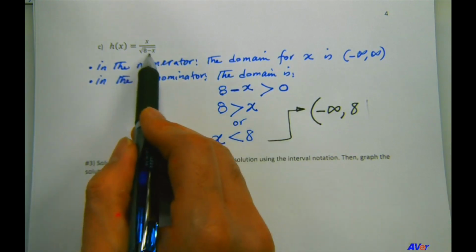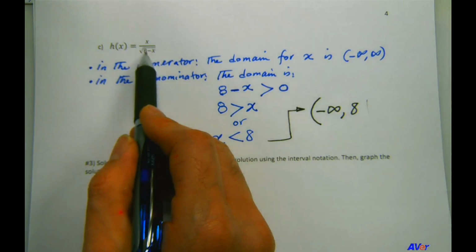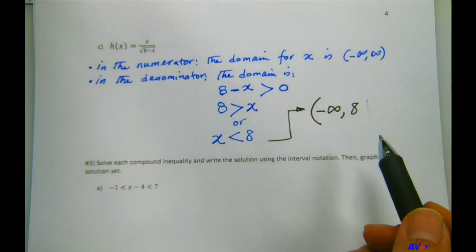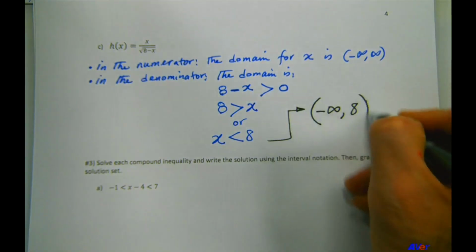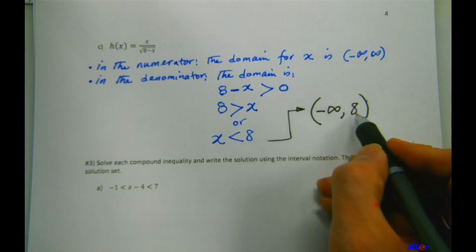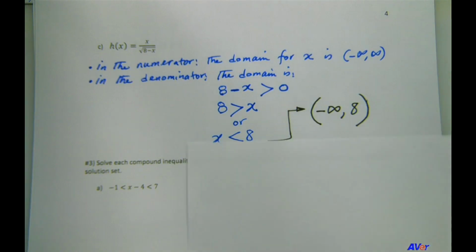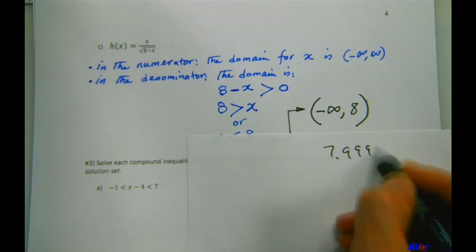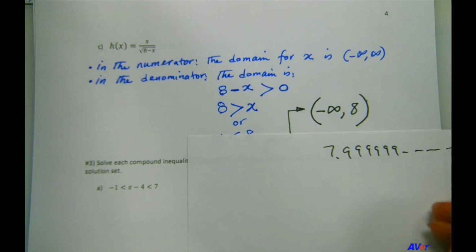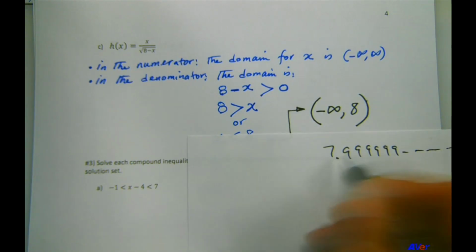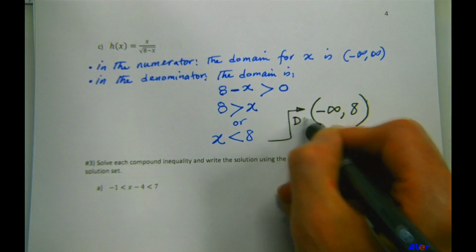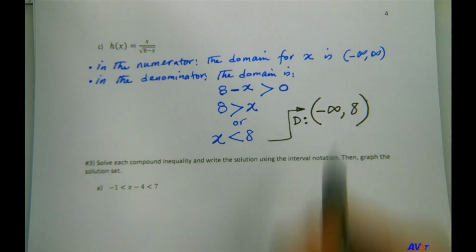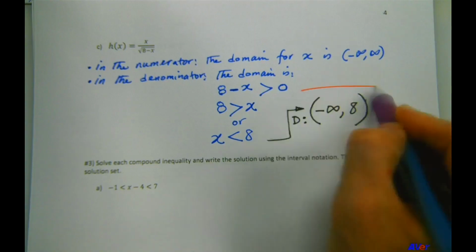But can it be a solution? If you plug in 8 here, you get a 0 in the denominator, and the whole expression is undefined. So we want to exclude 8 from the domain. So therefore, we put a parenthesis, which says 8 is not included, but anything less than 8 is included. So if you have 7.9999999 all the way many hundreds of thousands of nines after the decimal point, that number is part of the solution. It's part of the domain. But 8 is not part of the domain. Like that.